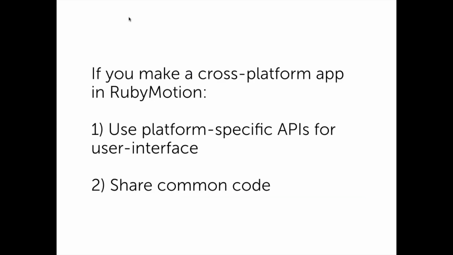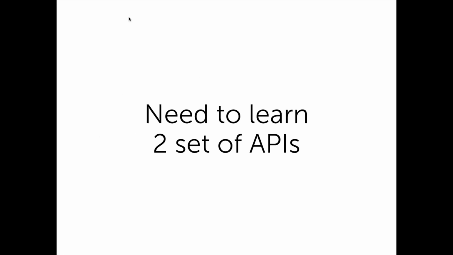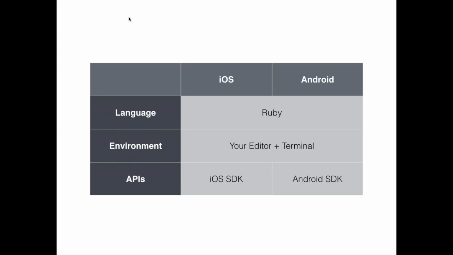And so basically, if you make an app, you have to use platform-specific APIs for the user interface of each app you write. You can share common code because everything is in Ruby, but you still have to use APIs on iOS and APIs on Android, which means that you need to learn 2 sets of APIs, of course, but more importantly, you need to maintain 2 different code bases. That can be an issue. Even if you can share code, and we believe that you can share more than half of the code, you still need to maintain 2 separate code bases.